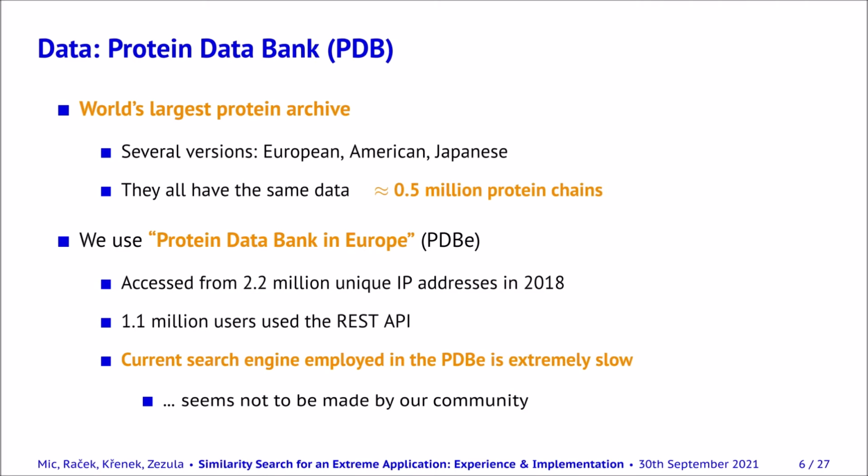We get the data from the protein databank, which is the biggest archive of protein structures in the world. It has several versions with the same data, and we use the PDBe, that is, Protein Databank in Europe. It contains 500,000 protein chains, and it is a very important source of information for the whole community. Despite the importance and usage of this databank, the similarity search engine employed within the databank is extremely slow, evaluating similarity queries usually in minutes.